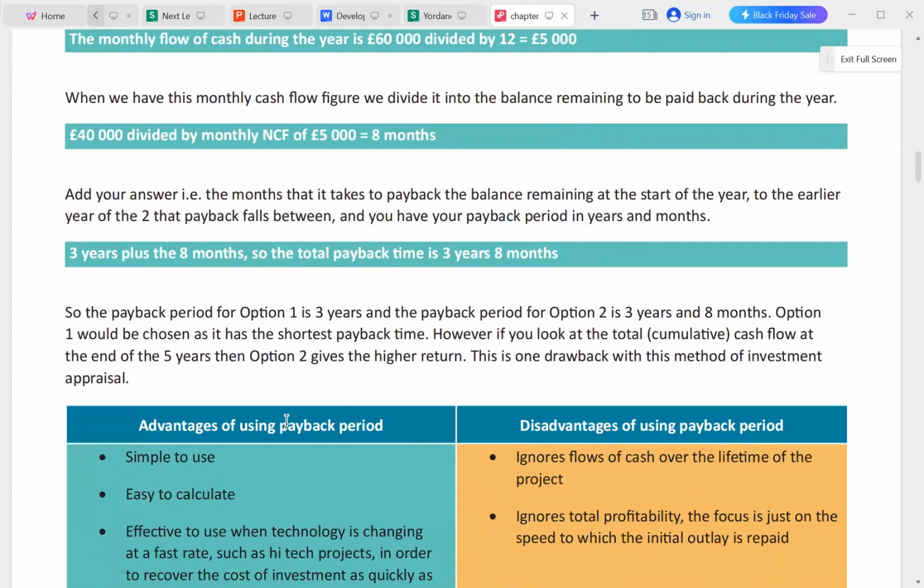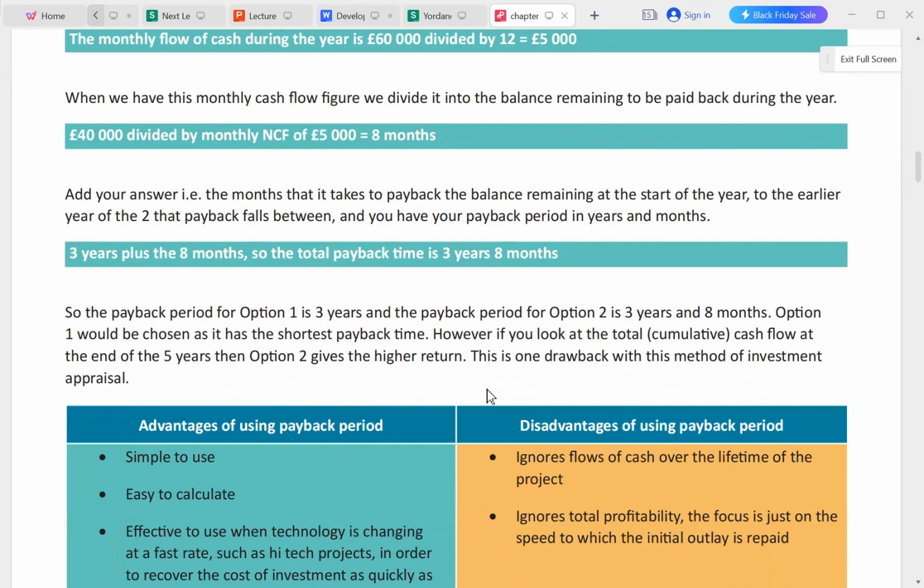So in this example, what will you choose? The short payback or the long payback? Which one? We're going to see that. The payback period for option 1 is 3 years, and the payback period for option 2 is 3 years and 8 months. Option 1 would be chosen as it has the shortest payback time.